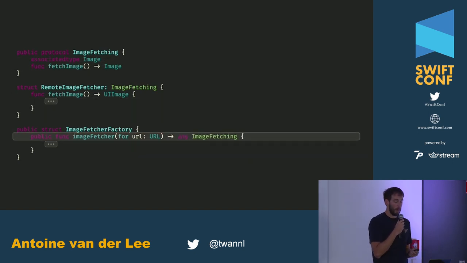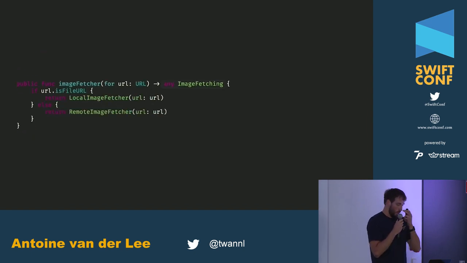The compiler is happy, but using any totally depends on the inner body of the method. In this case, we check whether the URL is a file URL, and if so, we use the local image fetcher. But if it's a remote one, we return a different type, a remote image fetcher. For the compiler, this means that the type is not consistent for the scope of the method, right? So it could either be a local image fetcher or a remote image fetcher. So using any is actually something we need to do here. And we basically only return an ImageFetching protocol.